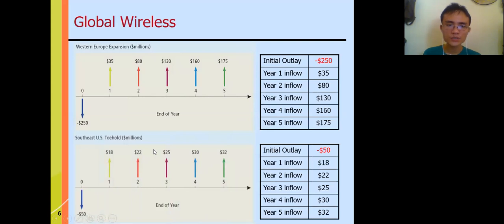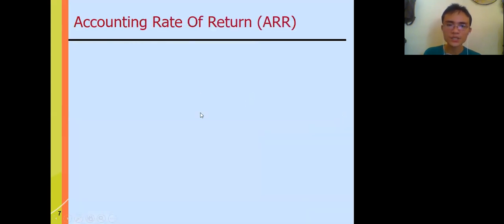So for the Western Europe expansion, you can see here the outlays. This is the initial investment, the minus, and these are the pluses, the additions that would be generated for the company's coffers. And then for the Southeast US foothold, this is the initial investment, and these are the inflows that are to be considered.